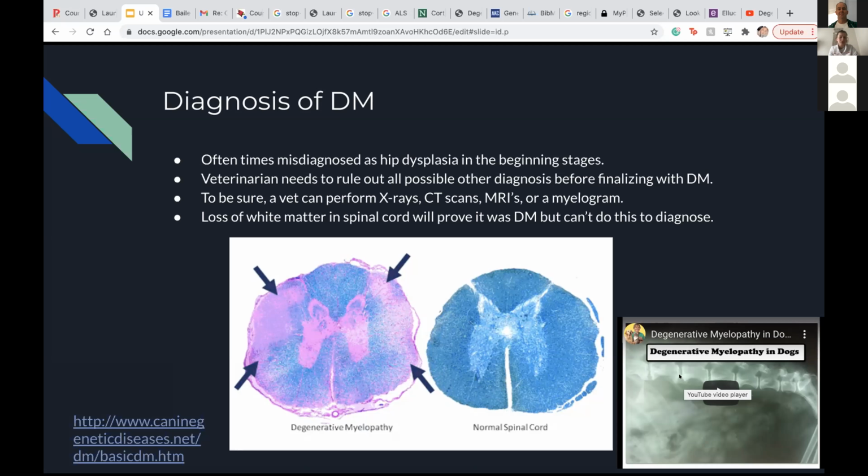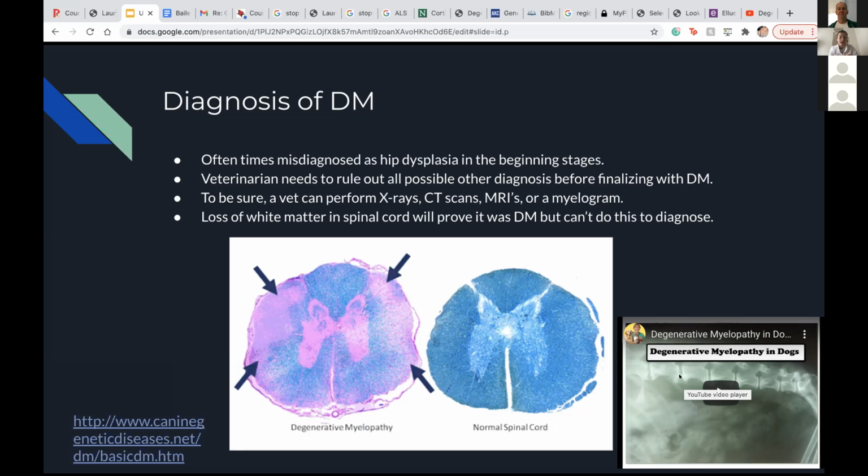So to be sure, a vet usually can perform x-rays, CT scans, MRIs, or myelograms. They'll do x-rays to look at the noticeable changes in the vertebral bones, looking for fractures, disc movements, ruling out any of those possible explanations. In a CT scan, a vet will look more so at the stability of the spinal cord, make sure the spinal cord is stable enough in the vertebral areas. To rule out any possibilities of that.